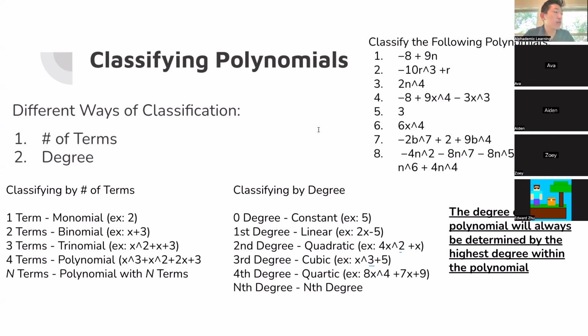And then for number 3, it would be a quartic monomial. Number 4 would be a quartic trinomial. Number 5 would be a constant monomial. Number 6, a quartic monomial. 7, a trinomial to the 7th degree because it is b to the 7th. And then 8, we would have a polynomial with 6 terms to the 7th degree. Does anyone have any questions as to how I got them?